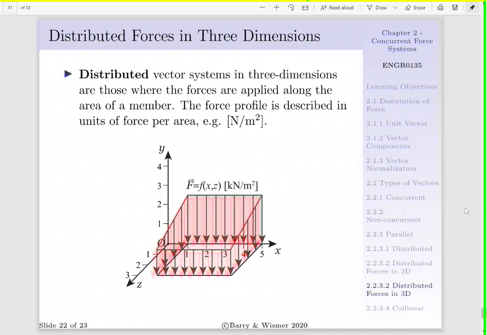Now, in the previous example, we saw that our distributed load was constant. It doesn't have to be. As we see in this example, we have a higher applied force when z is equal to 0, and that force begins to taper off as z increases. So we can say our force is a function of both our x and z directions. For in the x direction, we have no force from 0 to 1, and then from 5 onward, we have no force being applied as well.